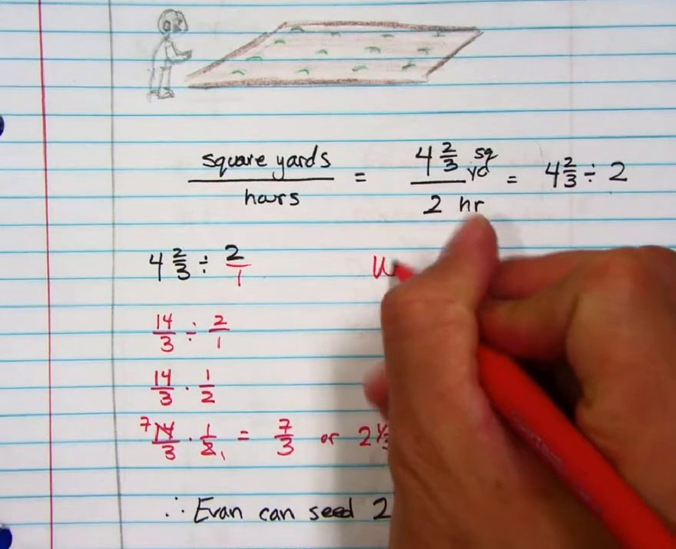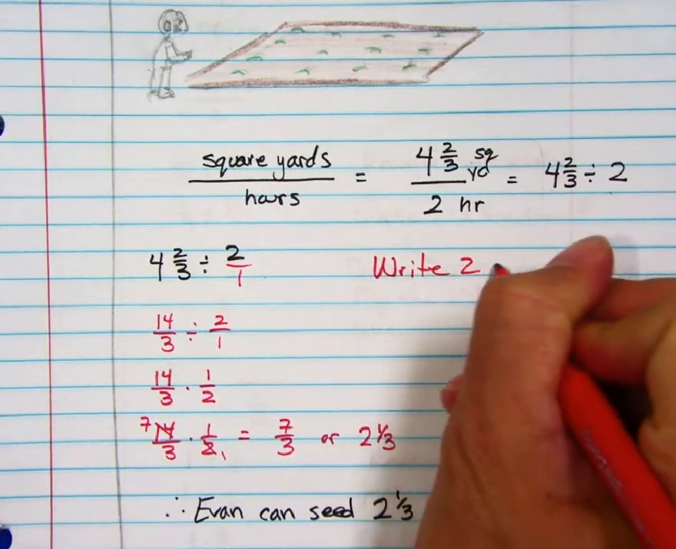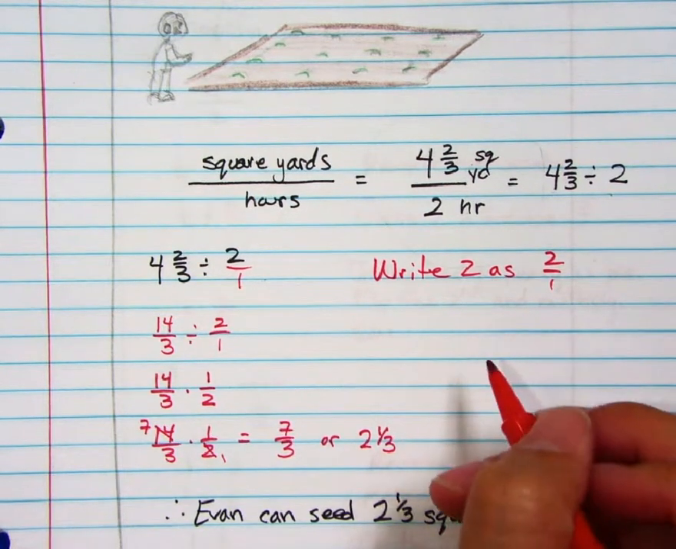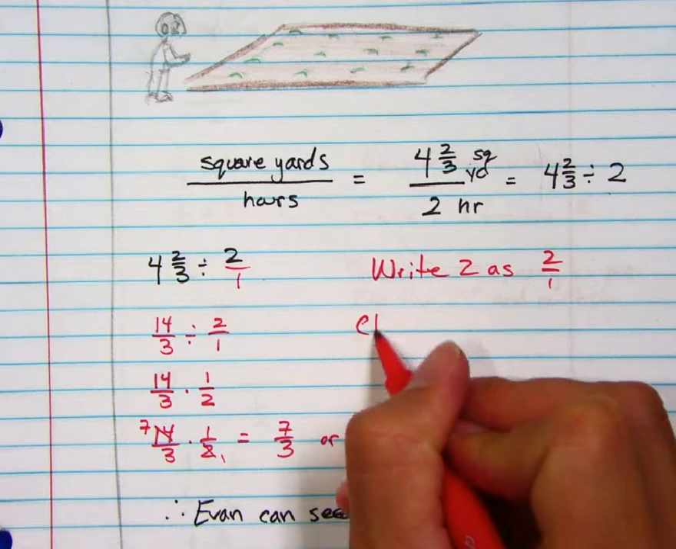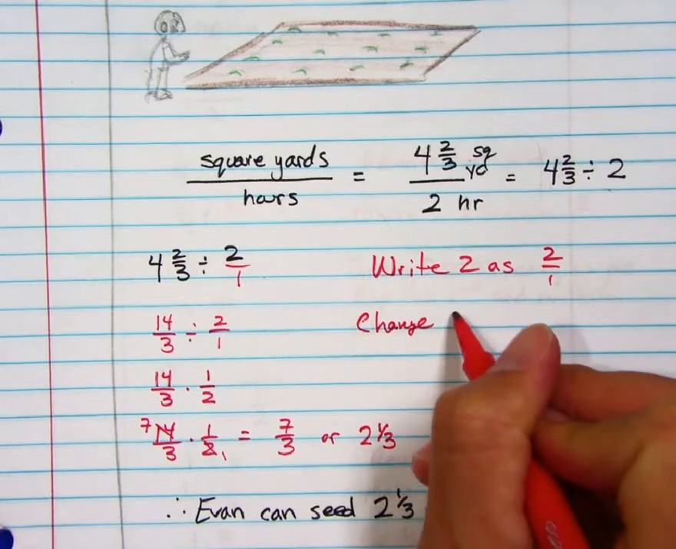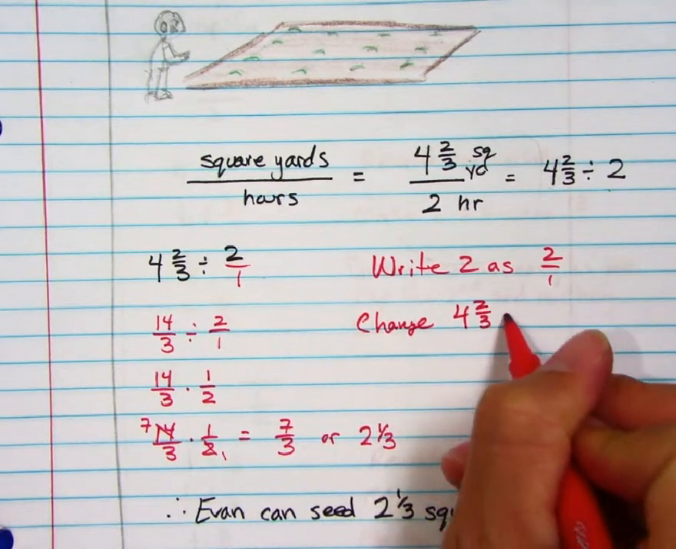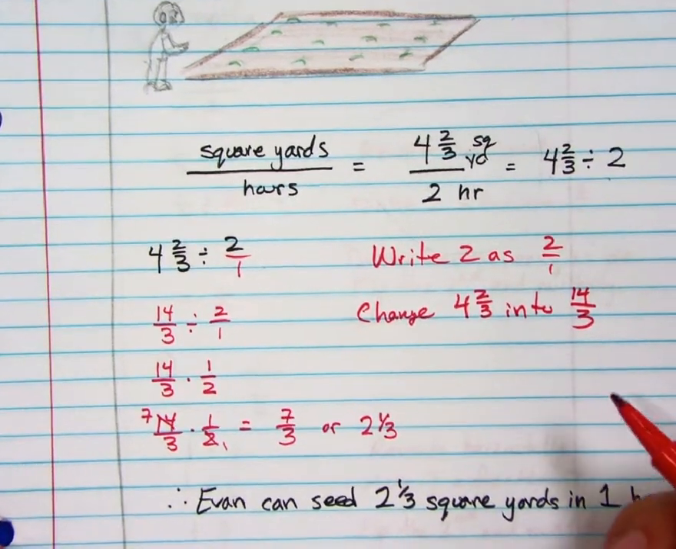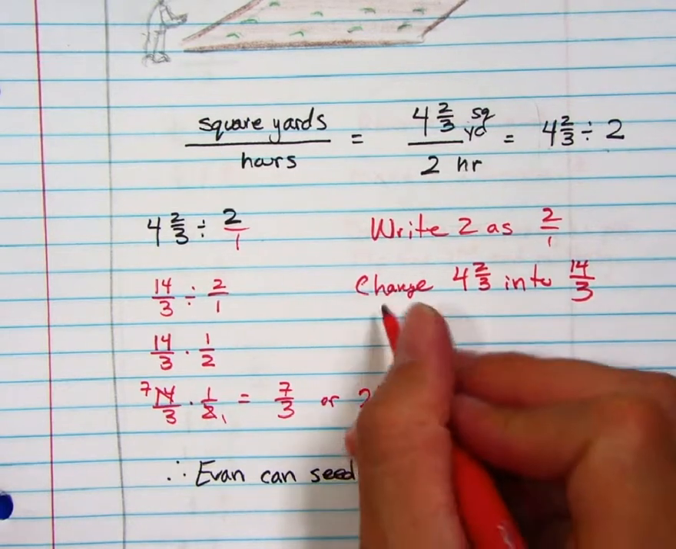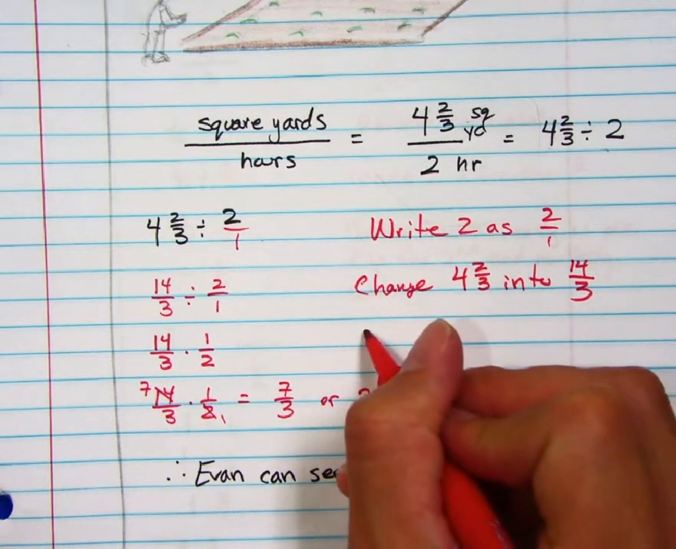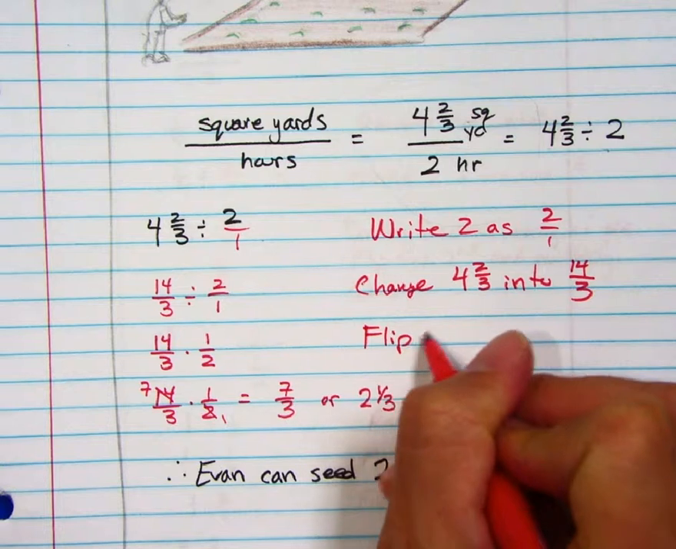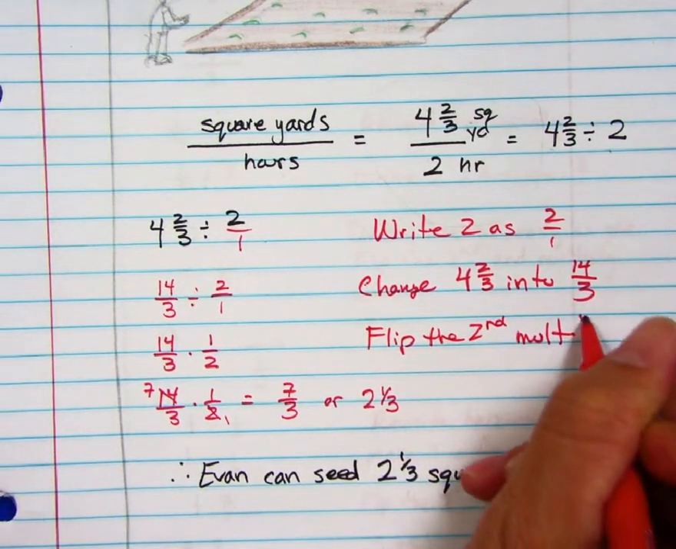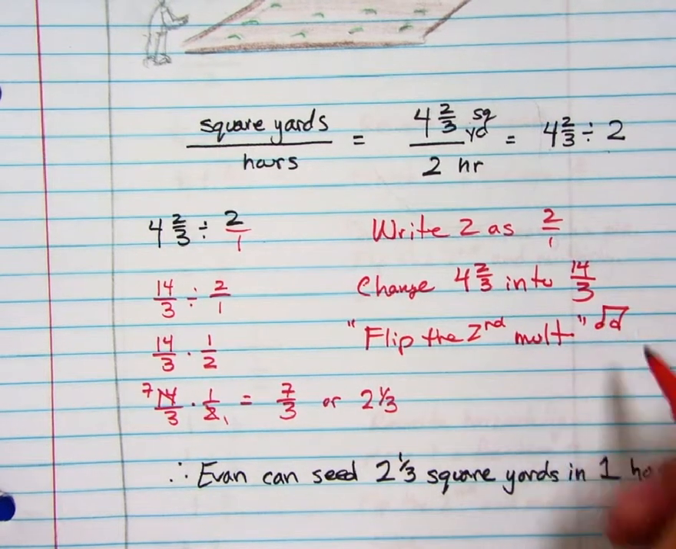So I write 2 as 2/1 to make it a fraction. My next step is I change my mixed number of 4 2/3 into an improper fraction, 14/3. It's going to help me out a little bit easier. Then I remember that dividing fractions is easy as pie. I flip the second and multiply. And that's how we divide fractions. Remember, that's from our little song that we sang.